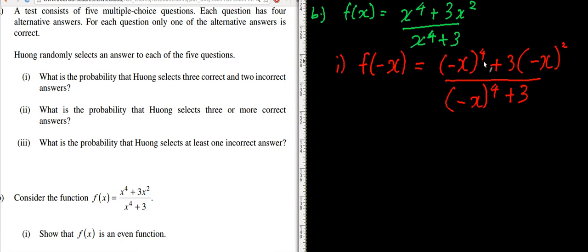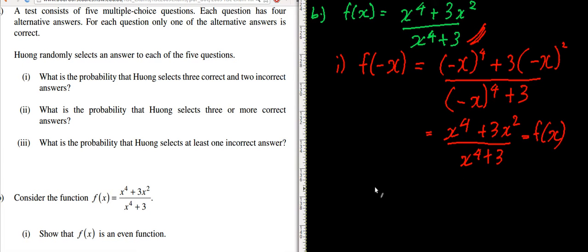And because these are all even powers, it doesn't matter if it's a negative or a positive, right? So I can simply write this as x to the 4 plus 3x squared all on x to the 4 plus 3. And guess what? This is the same as my f of x, right? So therefore I can say it's even because f of minus x over here is equal to f of x.